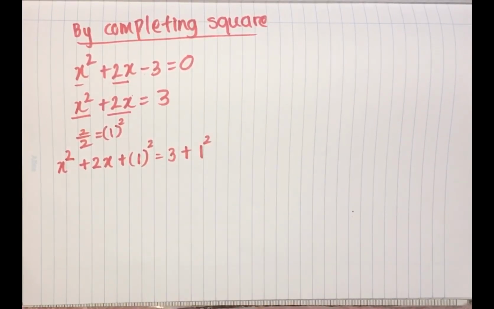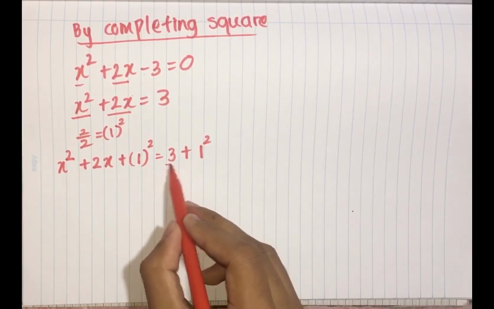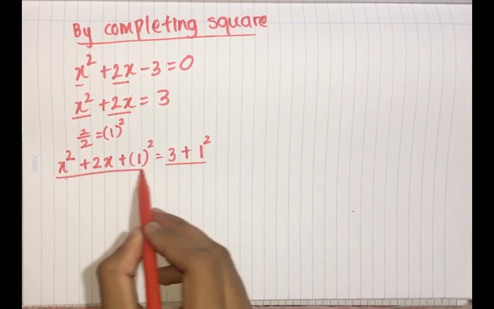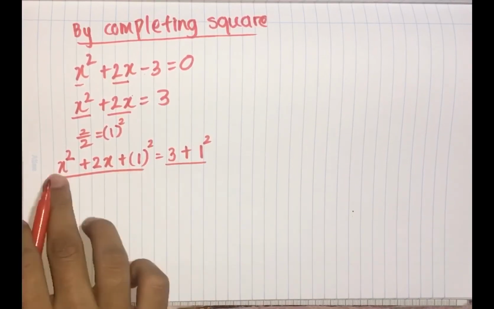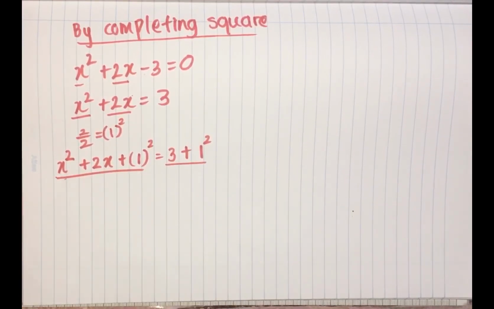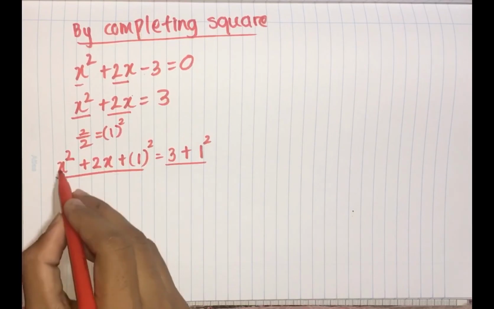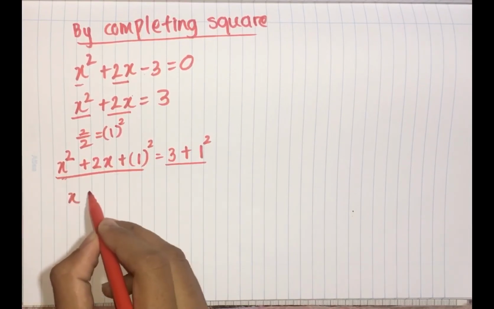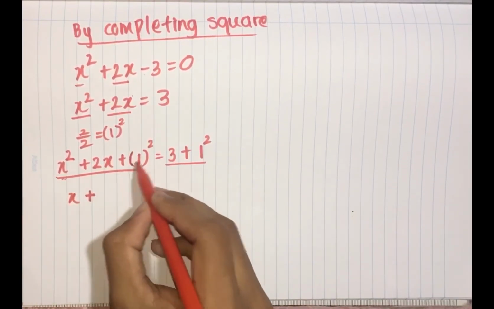Is this clear? Now, for a moment, forget about this side. Consider the left hand side. Now you have to factorize this. This you have already studied. You might have a basic knowledge. The way of factorizing is this: you take x plus the number we wrote here.